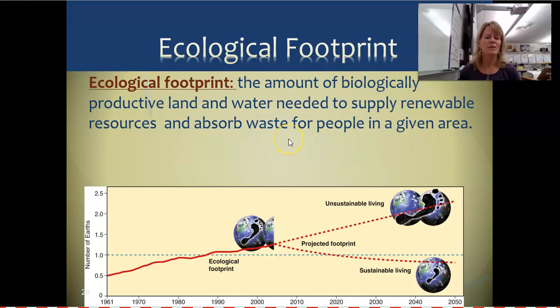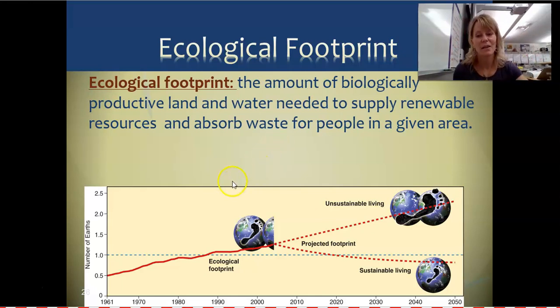So you've got to think about the amount of land and water that your people need to produce all of your resources, all of your food, all of your supplies, and also be able to absorb all of the waste that you're going to make. It's got to be able to do that. So what is your footprint?